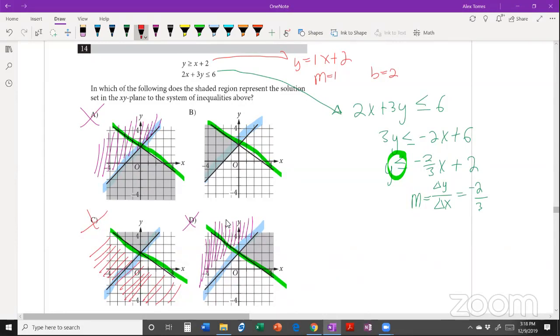So choice B says we're shading above the blue line, which looks like that. And we're shading below the green line, which looks like that. And what we're looking for is the area that was shaded twice, which is this area right here. And that is shaded in choice B. So B for boy is the answer on number 14.